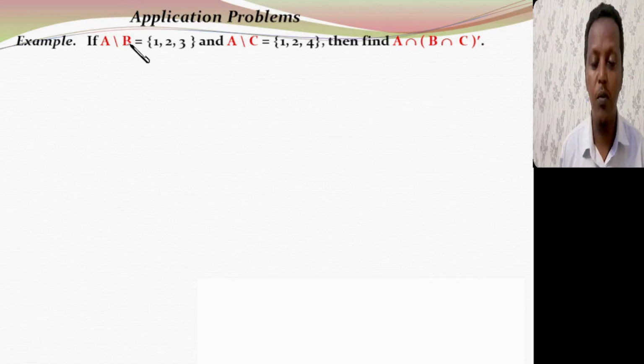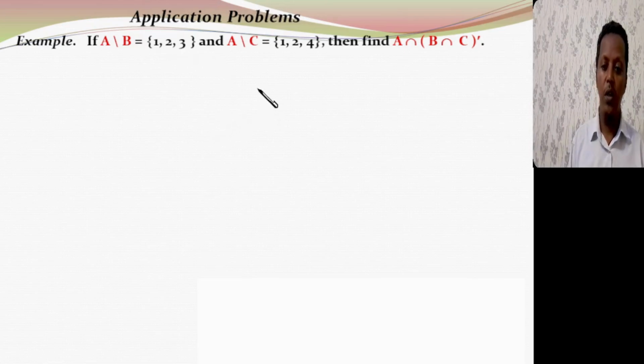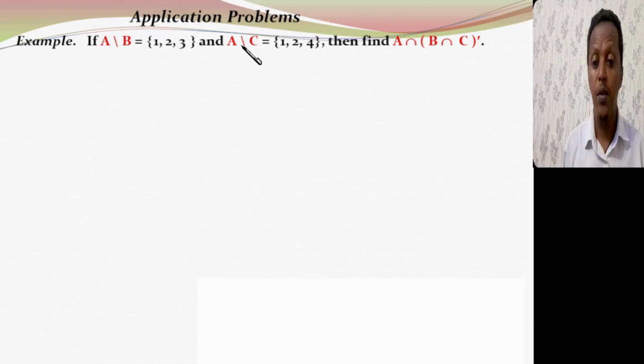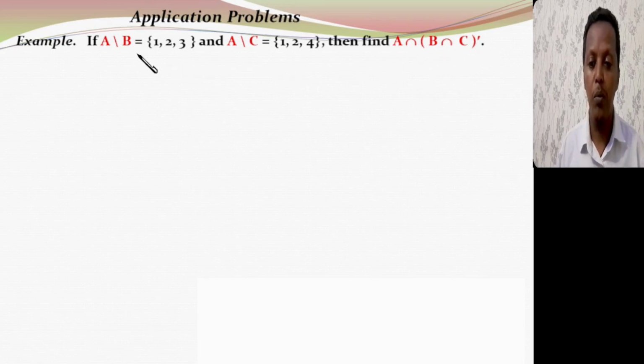You are given the relative complement of B with respect to A containing three elements 1, 2, 3, and the relative complement of C with respect to A containing 1, 2, 4. Based on these two, find A intersection (B intersection C) complement. Now when we say it, it seems ambiguous, but when we apply the properties of set operations and complement, you can easily find it from the given information.